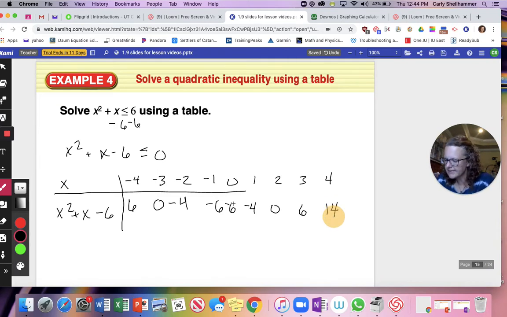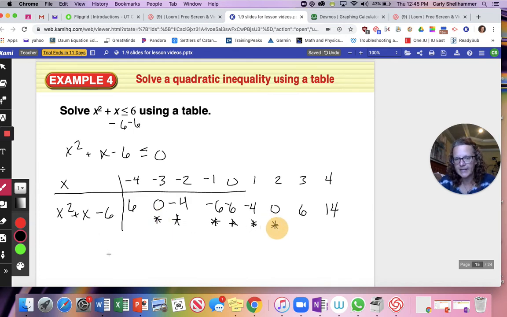So notice that x squared plus x minus 6 is less than or equal to 0 when the values of x are between negative 3 and 2. So when is this true? X squared plus x minus 6 is less than 0. It's true here, it's true here, it's true there, it's true there. Oh, less than or equal to, so it can be equal to also. That is where it's true.